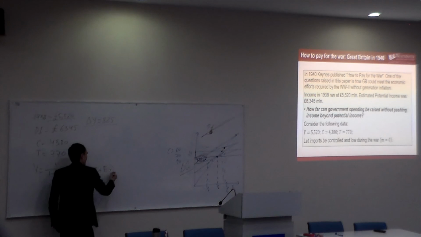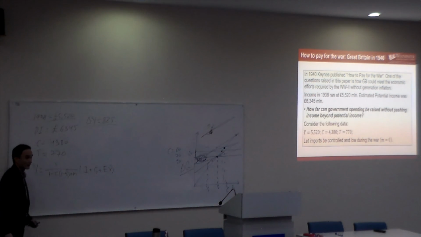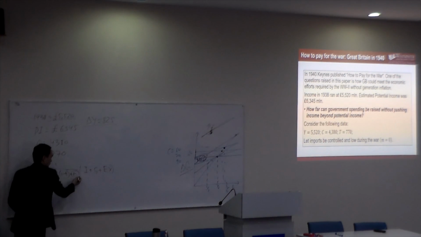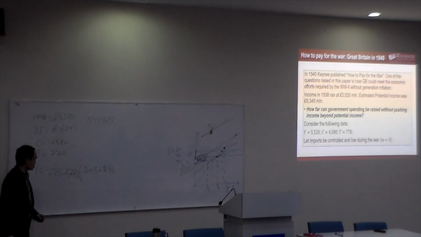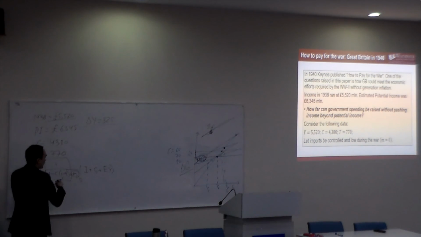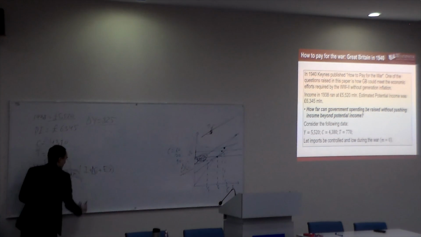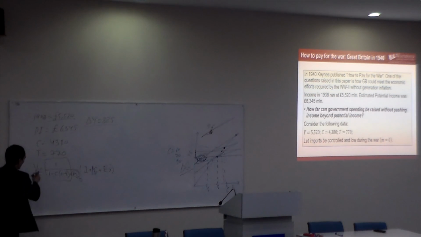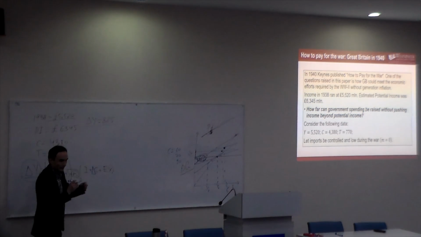Export. This one now we are considering to be 0. So the multiplier is now this one. Okay? So now the government is planning to increase this one in order to bring our output to this level, the potential level.